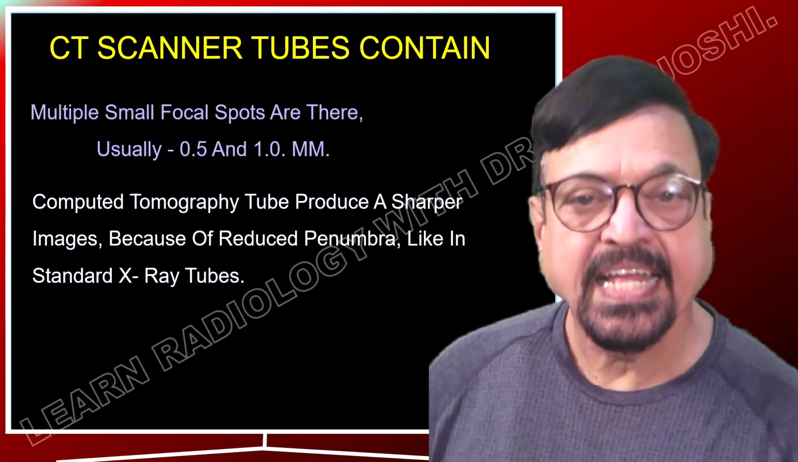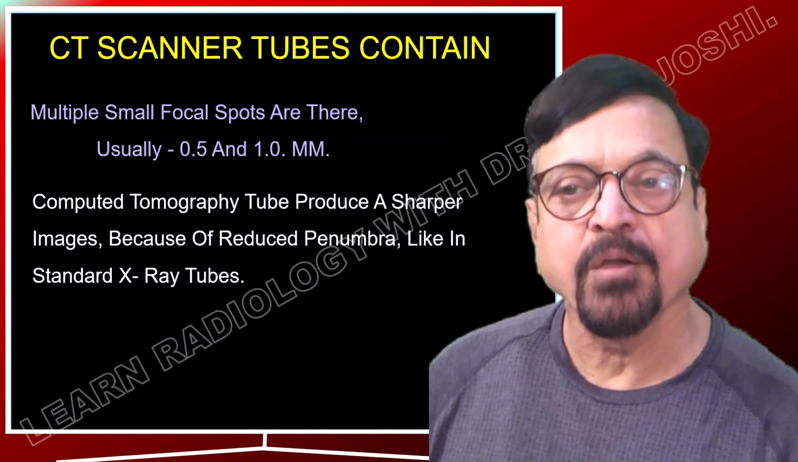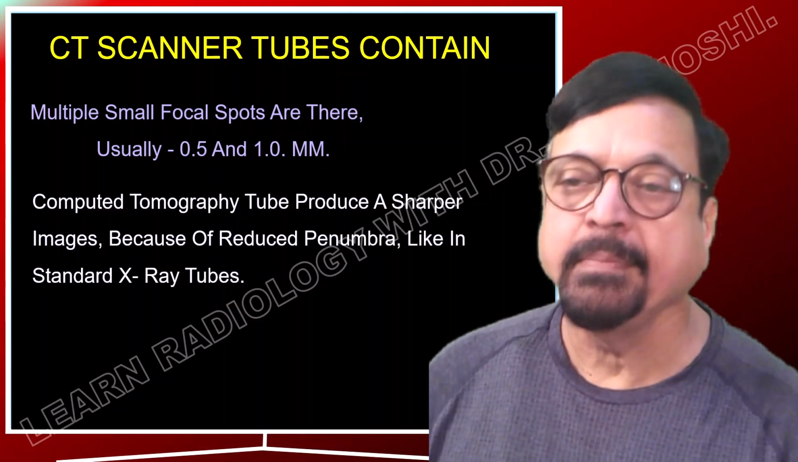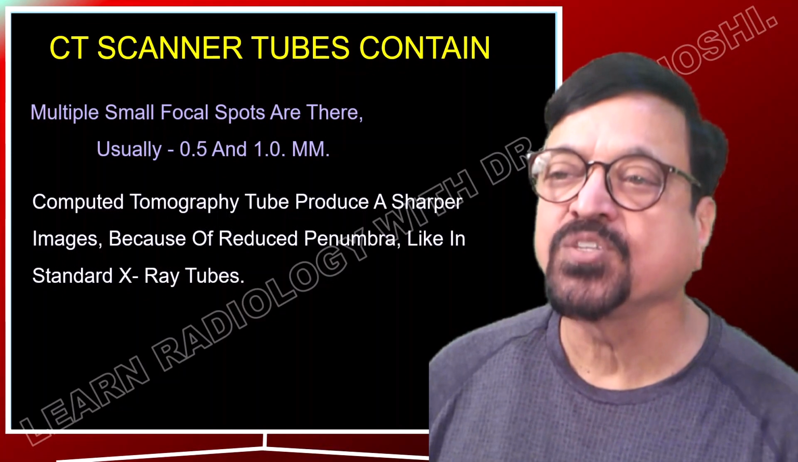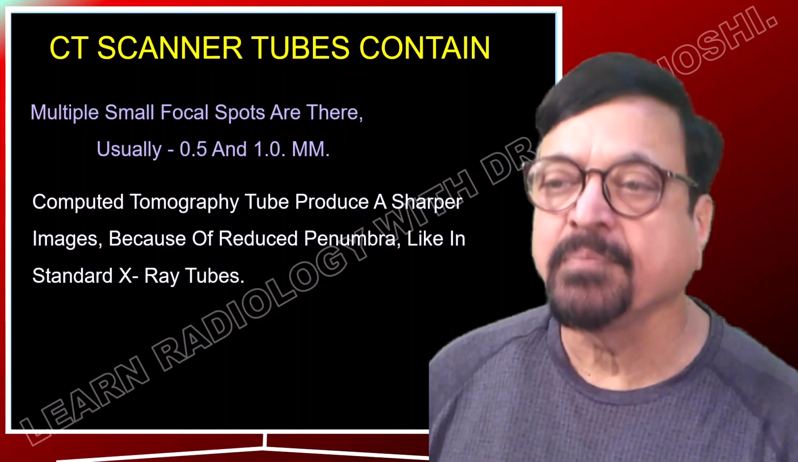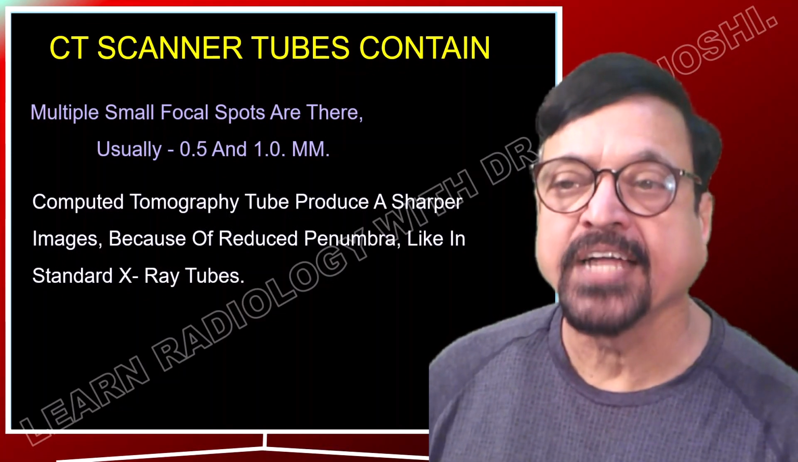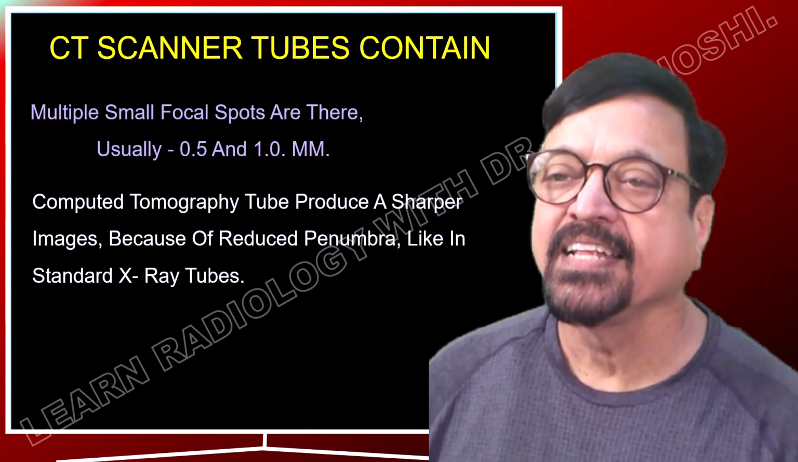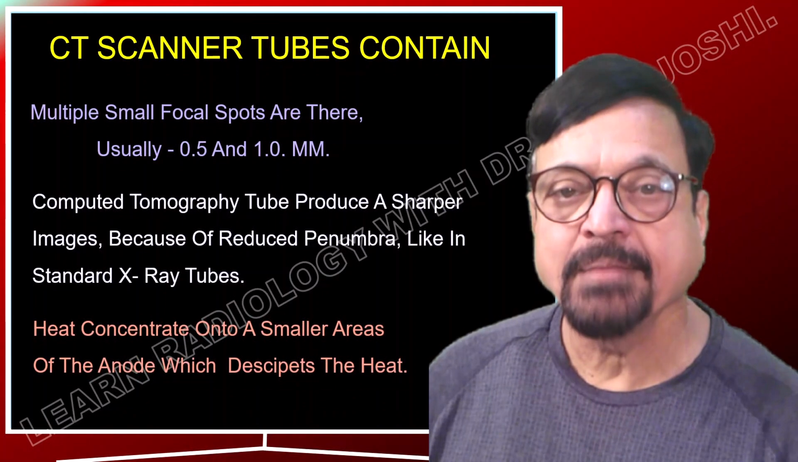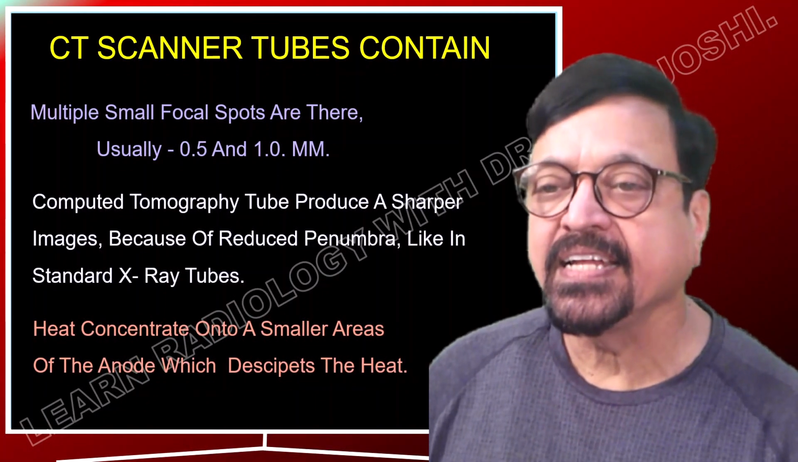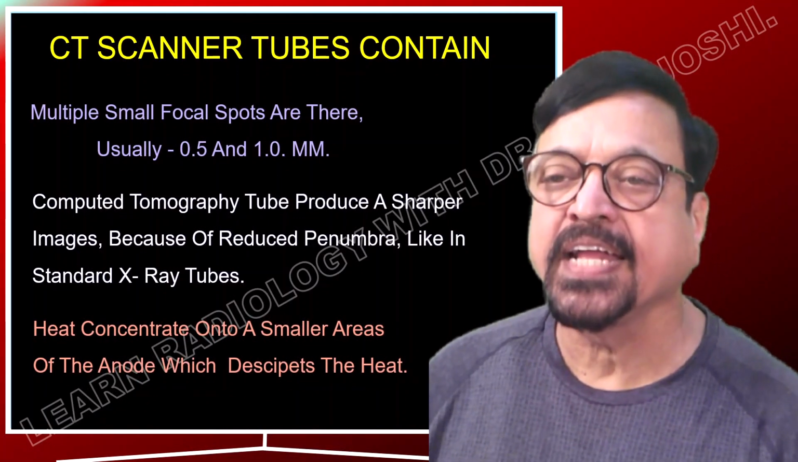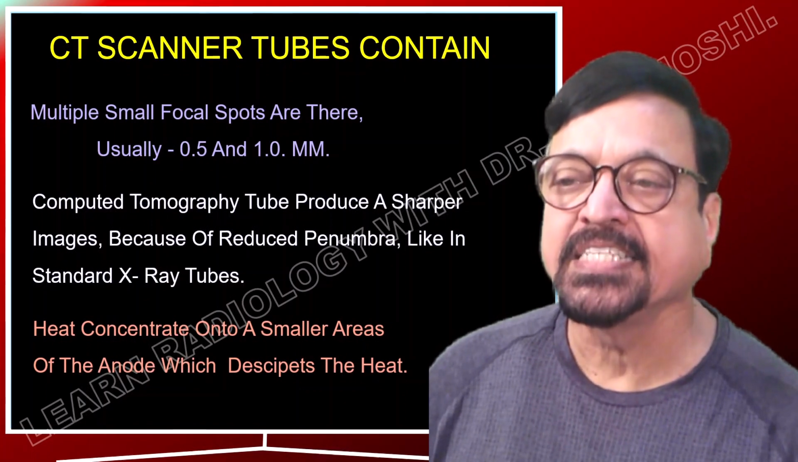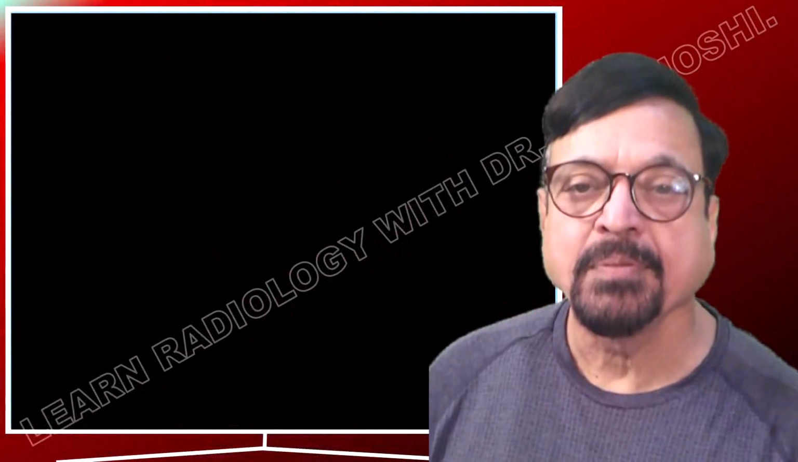everything we have seen in the X-ray topics, when we covered how an image is produced, how these things occur, and what we are supposed to do if we want to remove penumbra. We have seen all that in the X-ray physics lecture. The same principle applies here. Now heat is concentrated into smaller areas of the anode, which dissipates at multiple places.